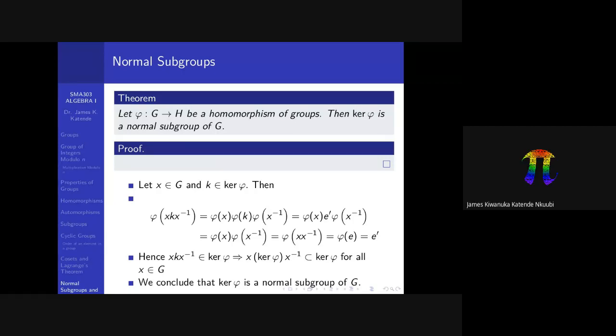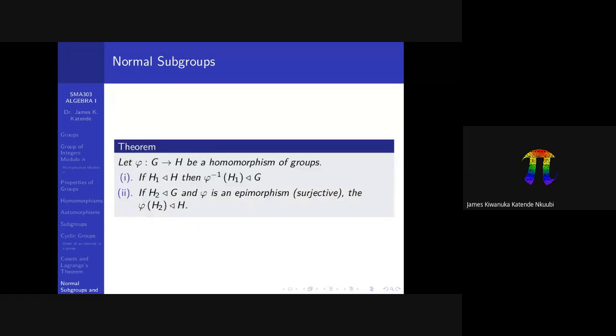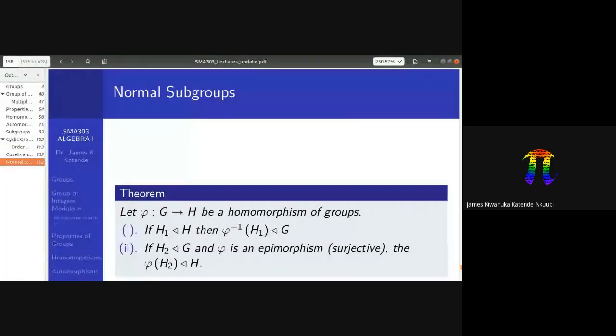So this confirms that the kernel of a subgroup is a normal subgroup. So here is another theorem. Let's see, I think there may be some people trying to join. So another theorem.